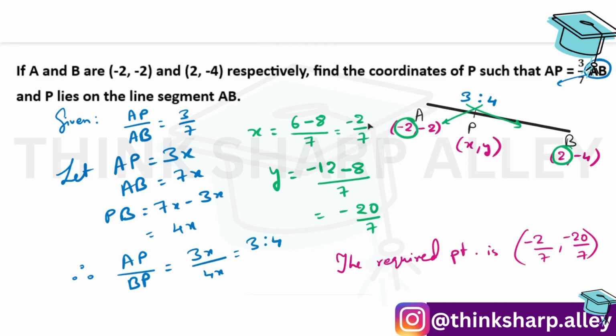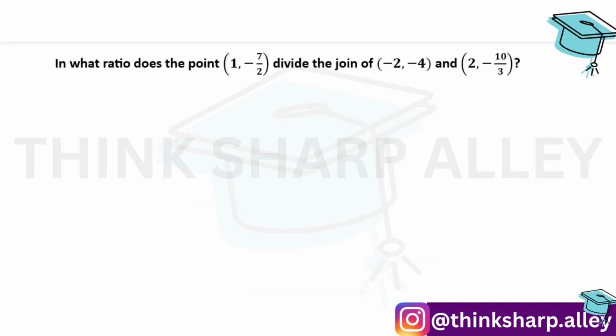Okay, so till now we were finding the coordinates using a given ratio. Now let's reverse the process. Let's find the ratio when the point P is given. For example, in this third question, it is asked in what ratio. As soon as you see a ratio is asked, your first statement should be, let the ratio be k:1.